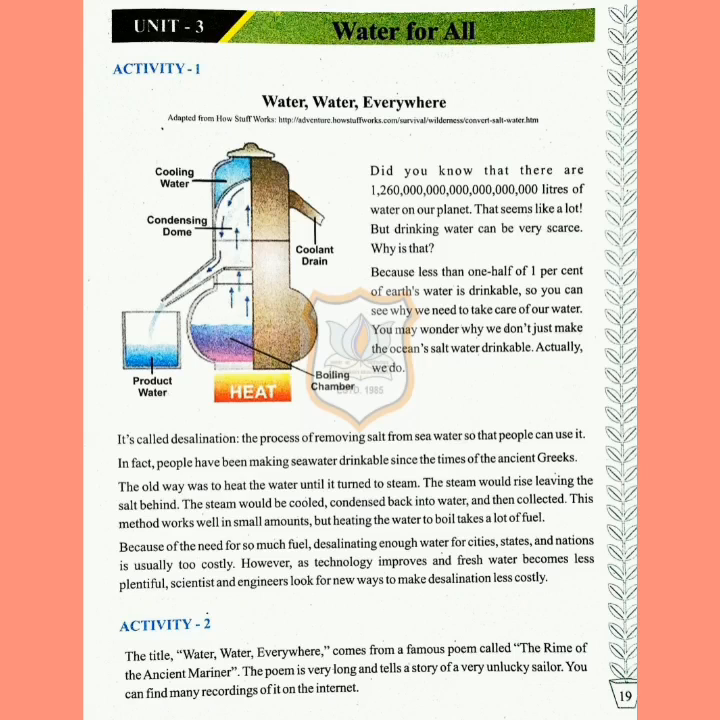Did you know that there are 126 million trillion gallons of water on our planet? That seems like a lot. But drinking water can be very scarce. Why is that? Because less than 1/2 of 1% of Earth's water is drinkable. So you can see why we need to take care of our water. You may wonder why we don't just make the ocean's salt water drinkable. Actually, we do. It's called desalination, the process of removing salt from seawater so that people can use it.